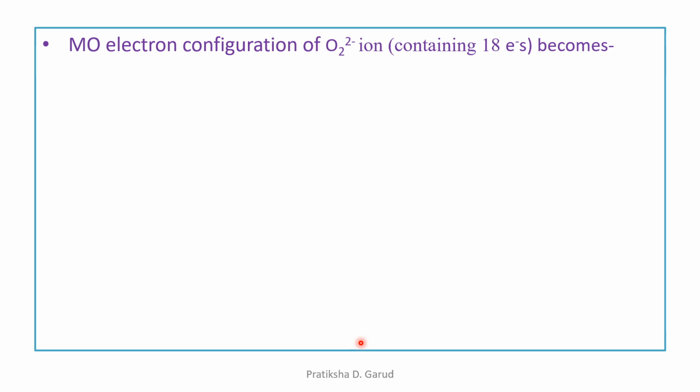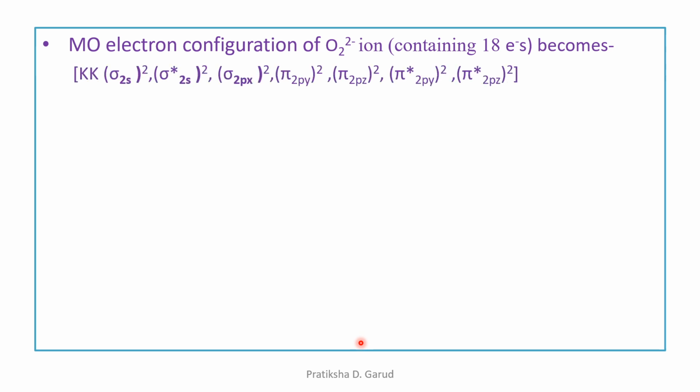For the oxygen, 16 electrons plus 2 means it becomes 18 electrons. So it is KK σ2s² σ*2s² σ2px² π2py² π2pz² π*2py² and lastly π*2pz². Now here the 2 electrons are added in each antibonding, that means the π*2py and the π*2pz. There is addition of the 2 electrons in the antibonding MOs.